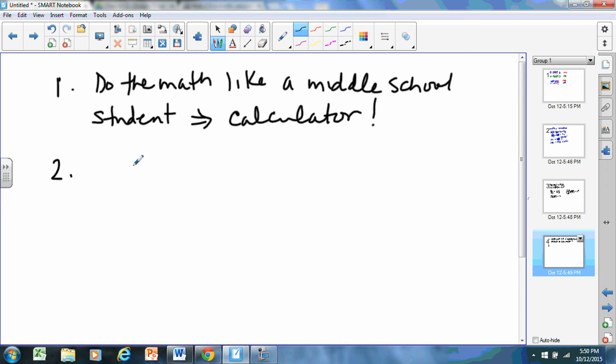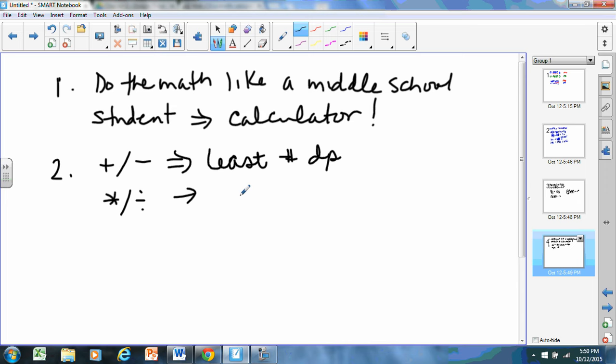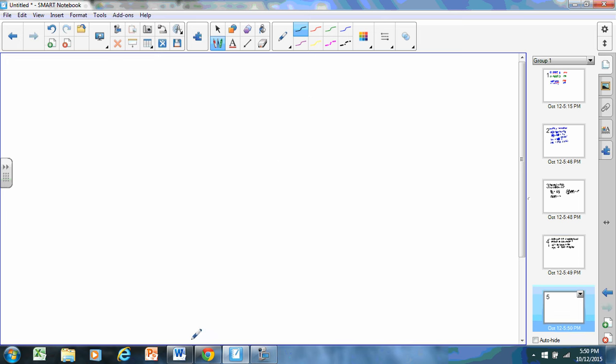Two, make a decision. Are you adding and subtracting? Because if you are, you count the least number of decimal places. Or are you multiplying and dividing, and then you count the least number of sig figs?